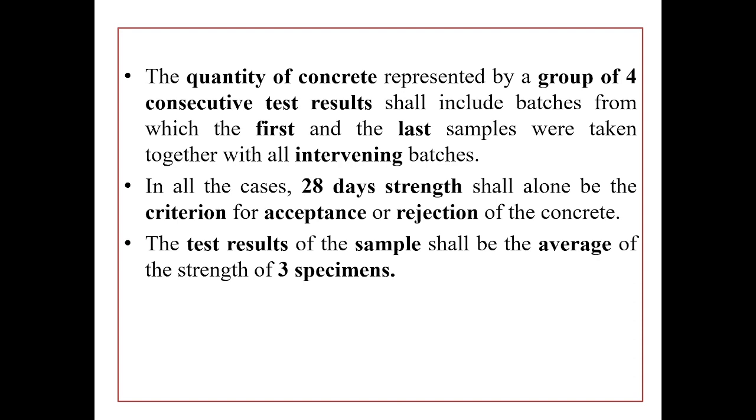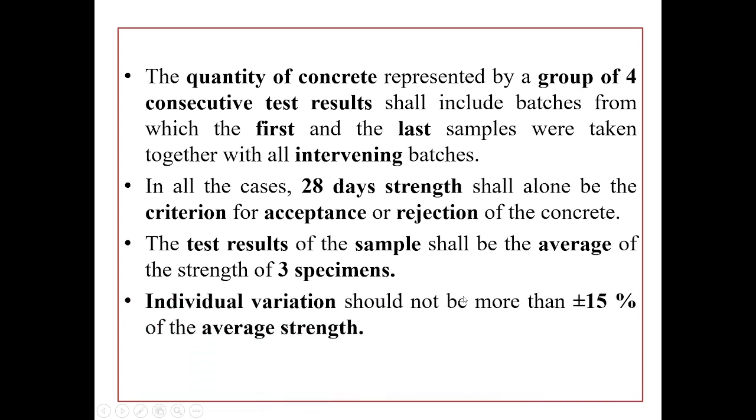The test results of the sample shall be the average of the strength of 3 specimens. That means whatever one sample you are considering, the strength should be reported of that sample, not of individual specimen, and that compressive strength of that sample should be the simple average of the strength shown by each specimen. Individual variation should not be more than plus or minus 15% of the average strength.